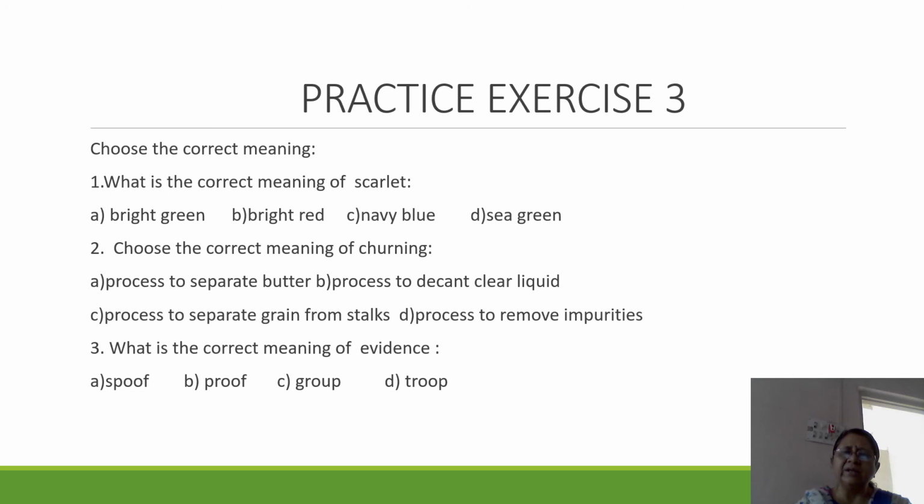Now, the third one of this type, what is the correct meaning of the word evidence? A, spoof. B, proof. C, group. D, troop. Now, when you have this word evidence, what does it mean? If you said spoof, you would have been wrong. Group, wrong again. Troop, wrong. So, what is the correct one? Evidence means proof.